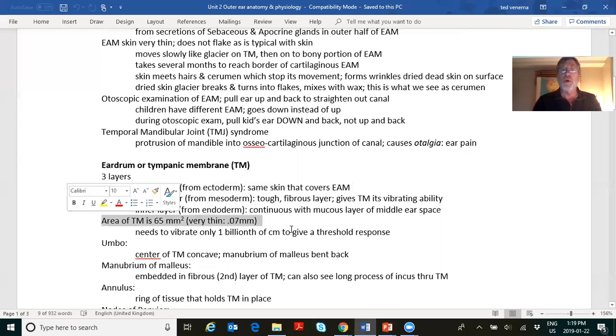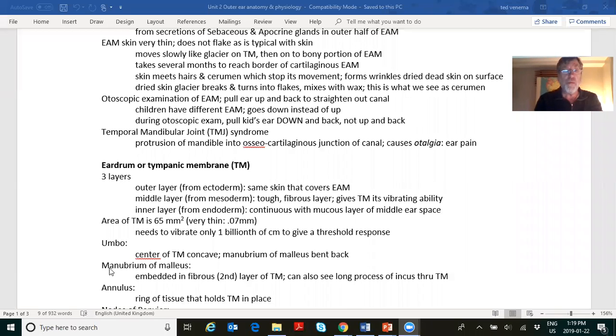Don't worry about memorizing this area of the tympanic membrane. I can say it very simply. The tympanic membrane is about the size of a dime. If you're looking at your finger straight out, it's about the size of the end of your finger. That's how big the eardrum is. Keep it simple. Don't need to make it complicated.